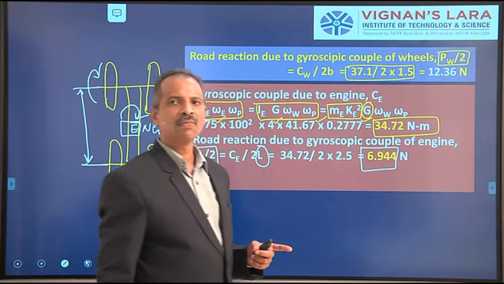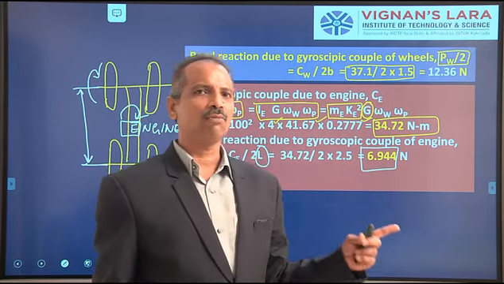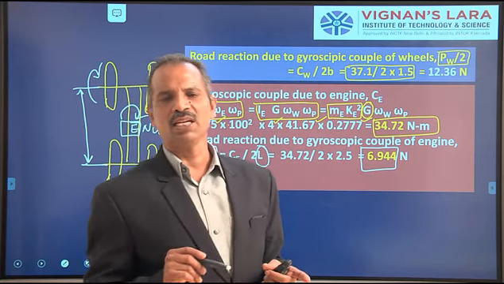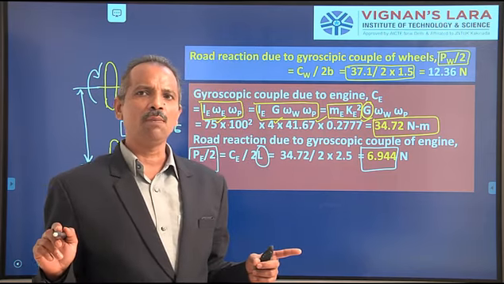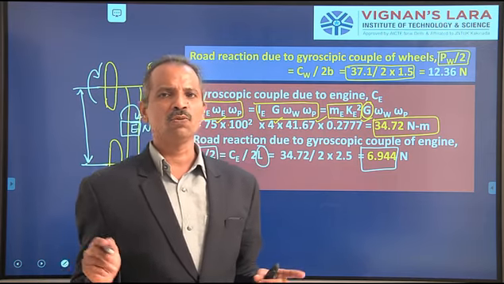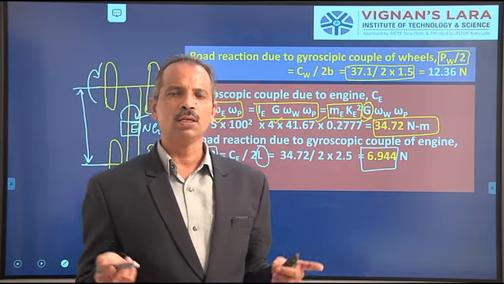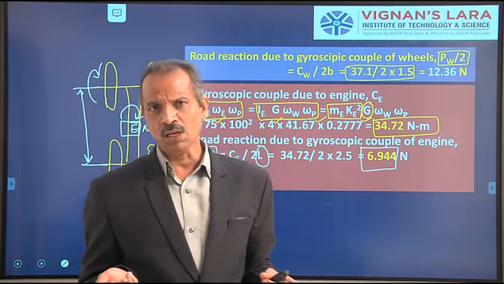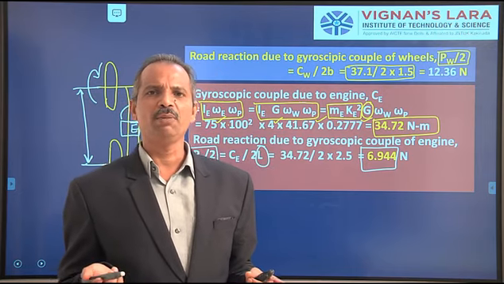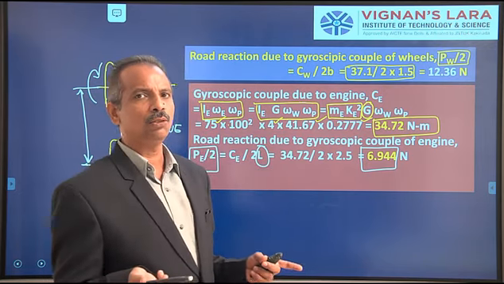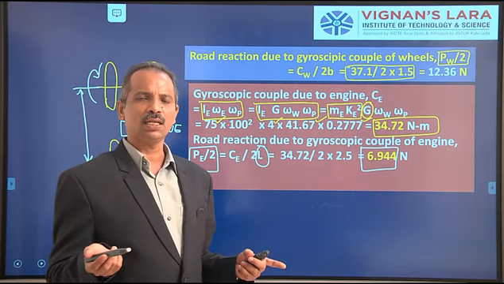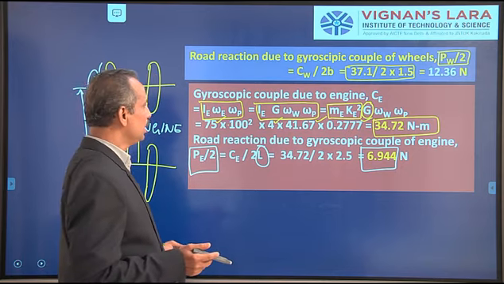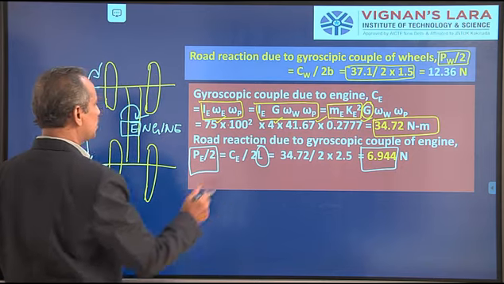By writing that, I get PE by 2, which is the reaction due to the gyroscopic couple of the engine, 6.944 newtons. You may have a doubt: sir, why are you writing P by 2, Q by 2 like that? In the very beginning when I derived the equation, I used the total component as P and Q. That is why it is shared by 2 wheels. Half will be shared by one wheel and the other half by the other wheel. That is why I am writing P by 2 and Q by 2. Otherwise, you can write some other name, K, M, N, anything. It doesn't matter.